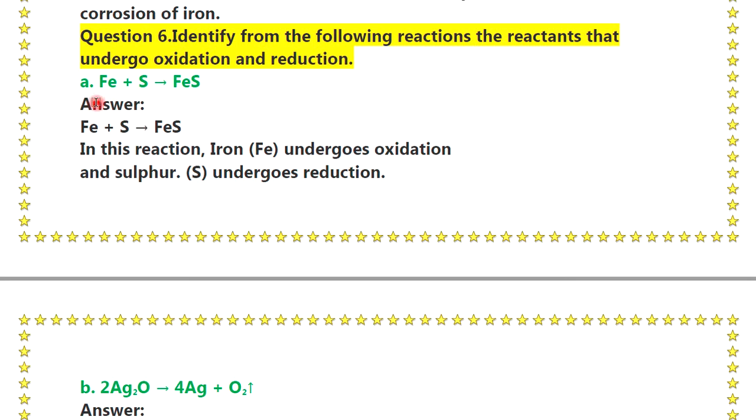Answer: Fe, that is iron, plus sulfur gives rise to ferrous sulfate. Answer: Fe plus S gives rise to FeS. In this reaction, iron (Fe) undergoes oxidation and sulfur (S) undergoes reduction.